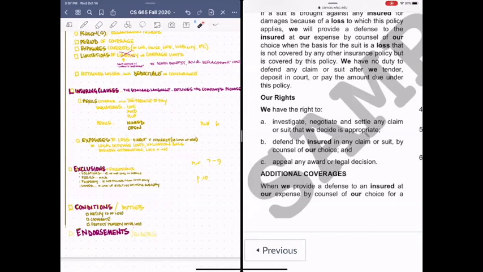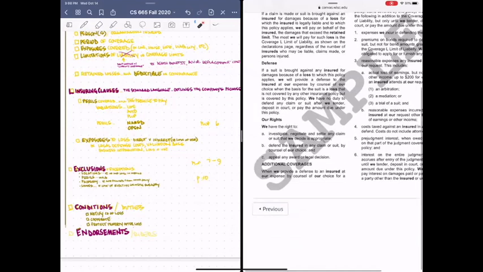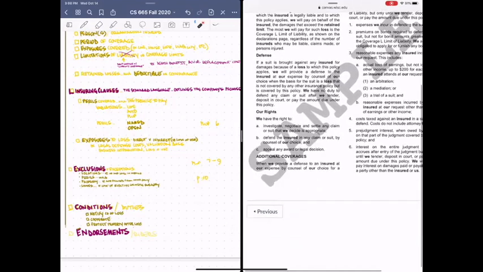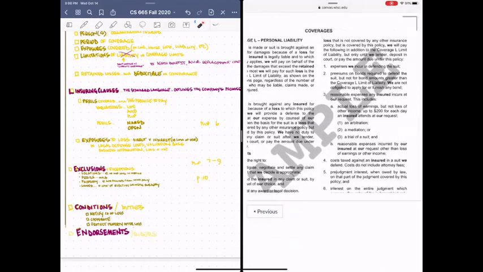So what they're saying is, look, we have the right to investigate, negotiate, and settle these claims if we decide that it's appropriate. Their duty is to defend me, but they will do it in their way, not in my way. I don't get to call the shots, they do. And if there's additional coverage in place, then they'll coordinate that.